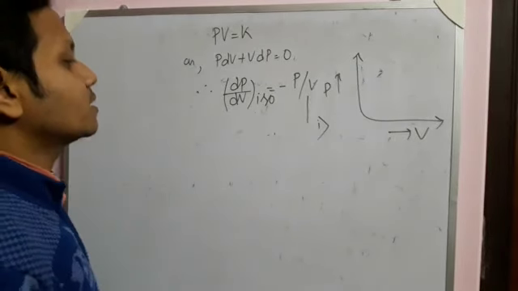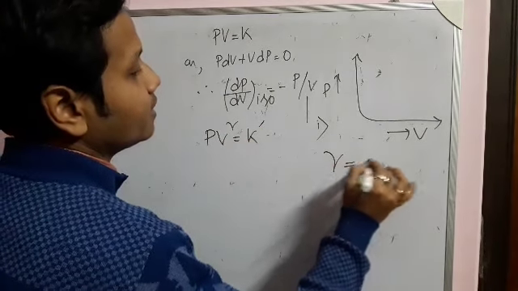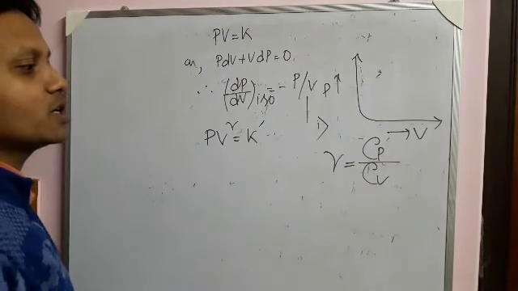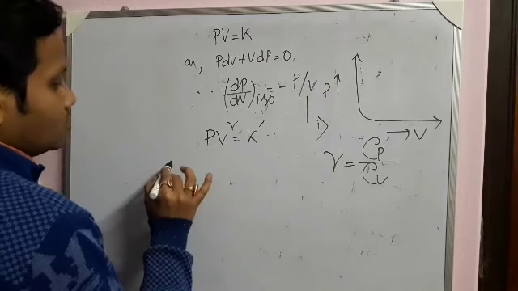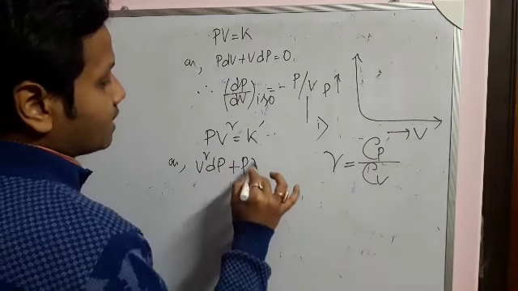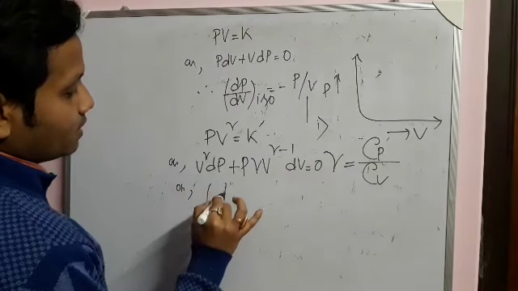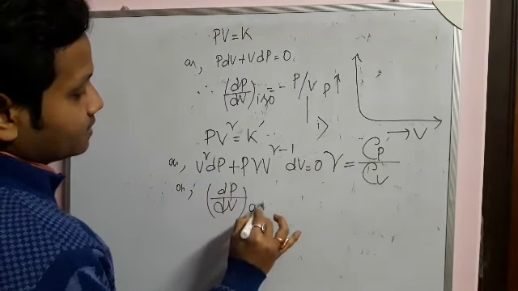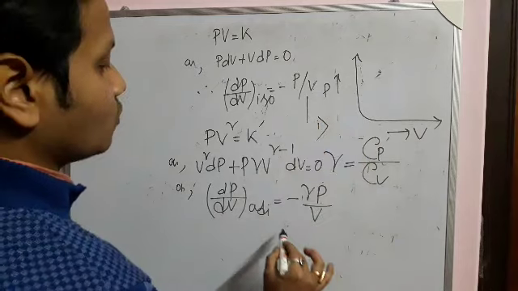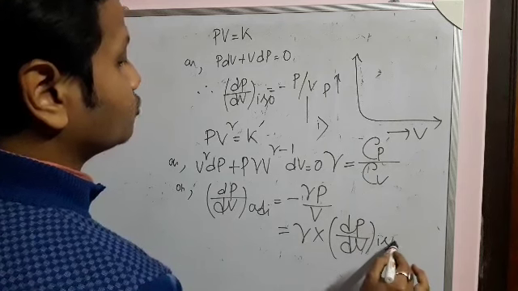And what relation holds good for an adiabatic process? P V to the power gamma equals constant, where gamma is the ratio of the two molar specific heats, molar specific heat at constant pressure and molar specific heat at constant volume. If you differentiate, you get V to the power gamma dP plus P gamma V to the power gamma minus 1 dV equals 0. From this, the slope of the adiabatic curve, dP/dV adiabatic, is minus gamma P by V. So by using 1, we can write this as gamma multiplied by dP/dV isothermal. Up to this it is fine.